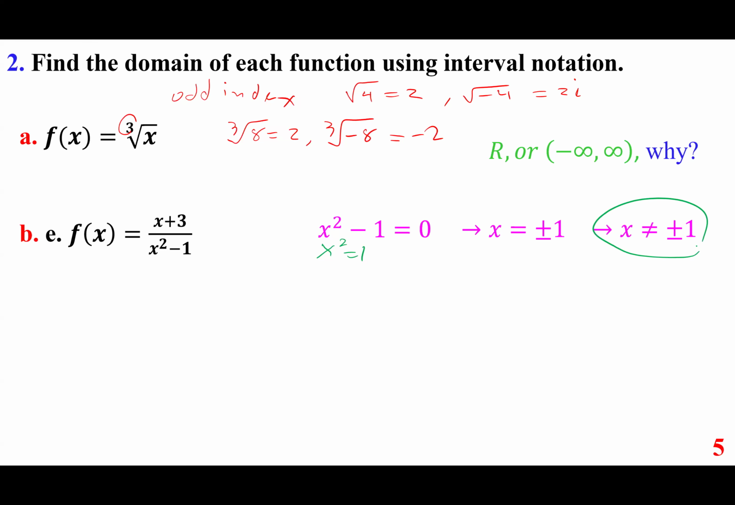The proper way using interval notation would be negative infinity to -1. You go with the smaller number first. Union -1 to 1, union 1 to infinity. Notice we have parentheses around all those endpoints.